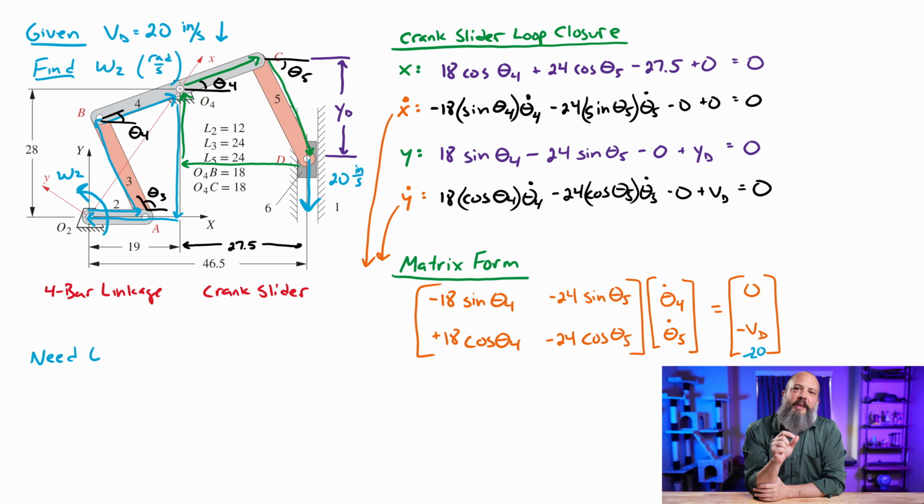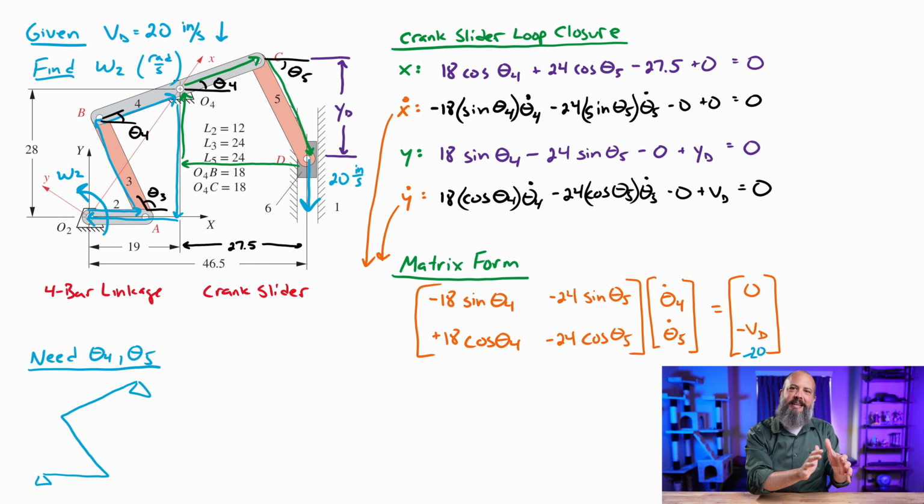In order to solve for theta 4 and theta 5, I'm actually going to start on the 4-bar linkage side, since link 4 is actually on both. It's part of the 4-bar linkage and it's part of the crank slider. So if I can solve for the angles over on the 4-bar linkage side, I can apply that to the other side with the crank slider and it'll work out.